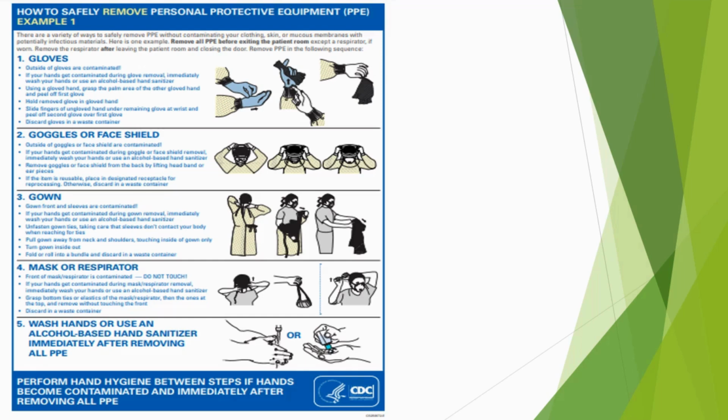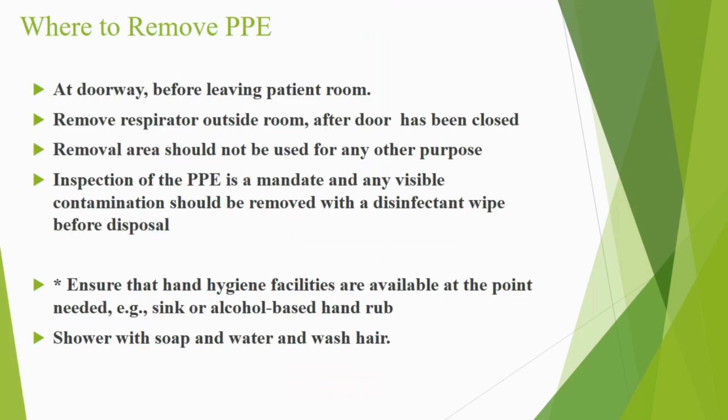Next you should remove the goggles or the face shield. Next is the gown, and next the mask or respirator. Wash or use an alcohol based hand sanitizer immediately after removing all the PPE. So where should we remove the PPE? It should be at the doorway before leaving the patient room, or in the patient room. Remove the respirator outside the room after the door has been closed.